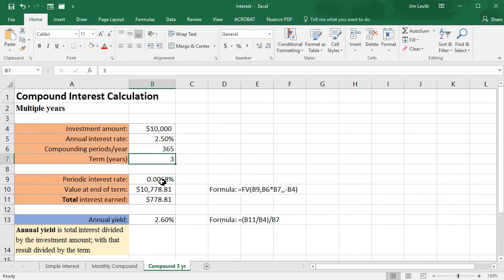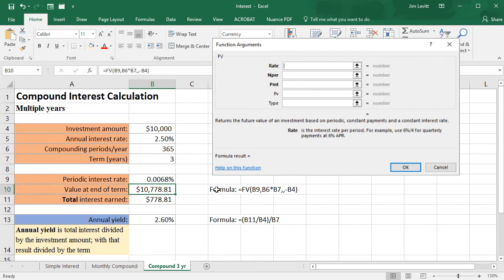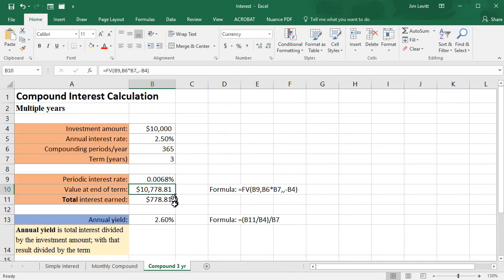To calculate the periodic interest rate, I simply take my annual interest rate and I divide it by my compounding periods, which in this case is 365. To get the value at the end of the term, I use the formula you see to the right. It involves calculating the periodic rate, multiplying the compounding interest by the number of terms. And it gives me a value of $778.81 over the investment. And so that gives me the total interest.